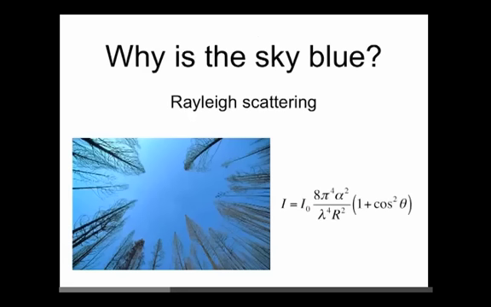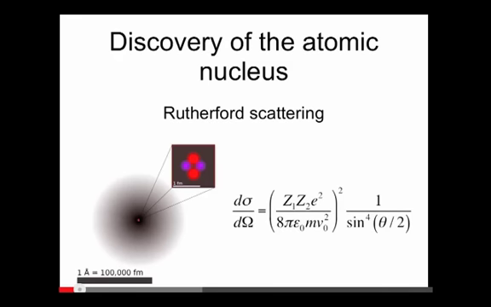Why is the sky blue? The sky's blueness can be explained by Rayleigh scattering. Light with shorter wavelengths gets scattered more. Here's the equation for Rayleigh scattering, and notice the cosine squared term. Another example is the discovery of the atomic nucleus. About 100 years ago, Ernest Rutherford bombarded gold foil with alpha particles to discover that protons were bunched together in atomic nuclei. Here's the cross-section for the nucleus that he discovered, and sure enough, sine to the fourth term in the denominator.